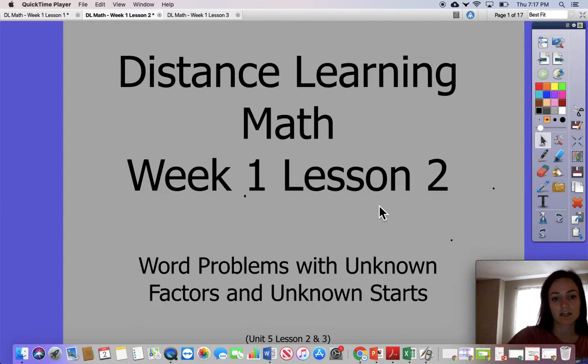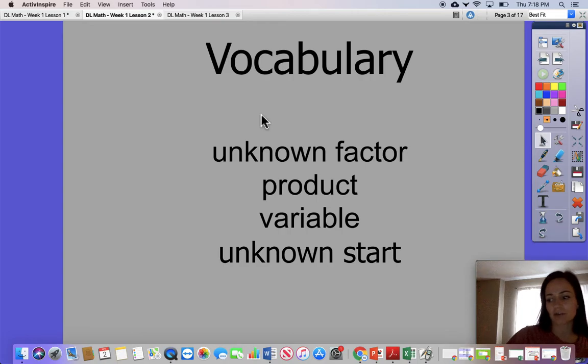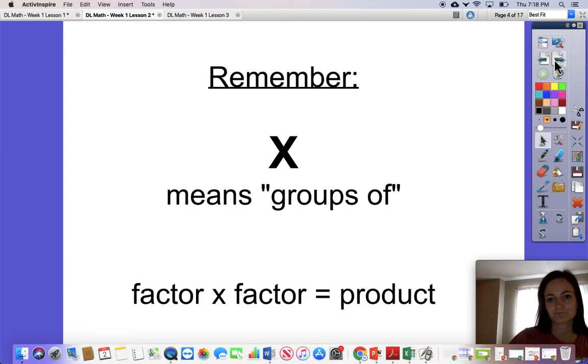So today's lesson, you will be solving word problems with unknown factors, okay? And there's two parts to this one, we're going to review two things. You can also solve word problems with unknown starts. All right, so let's look at the first one. These are vocabulary words that you're going to be using in this lesson. We're going to look at unknown factors, product, variable, which we learned about in the first lesson, and unknown starts, okay? So remember that when we see the multiplication sign, that means groups of, right?